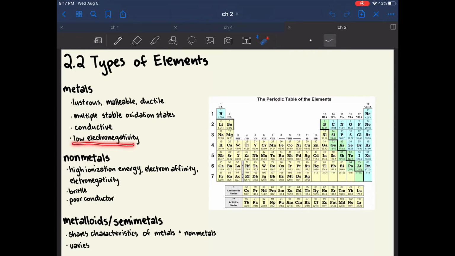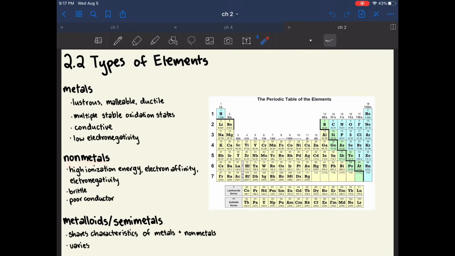Metals have low electronegativity, which means that they don't like to receive electrons as much as they like to give up electrons. So you'll more frequently see metals in the positive form, as in you'll see them as a cation, and almost never as an anion.